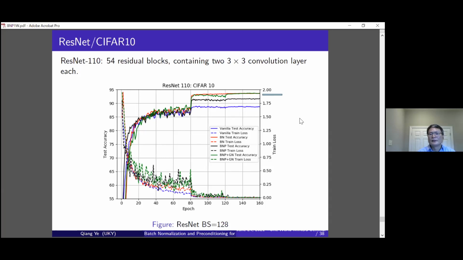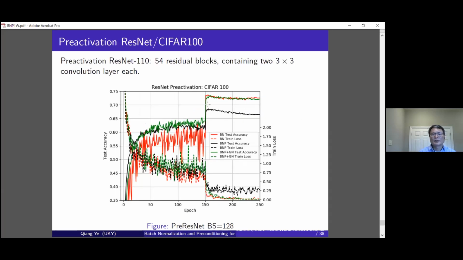Here's another result on ResNet, called Preactivation ResNet. Again, we're using a 110-layer ResNet, and now this is tested over CIFAR 100. The black line is the BNP alone. Initially, it's performing better than BN. The red line is BN, and BNP does not perform as well as BN at the learning rate decay, but initially it was converging faster. The green line is BNP plus group norm.